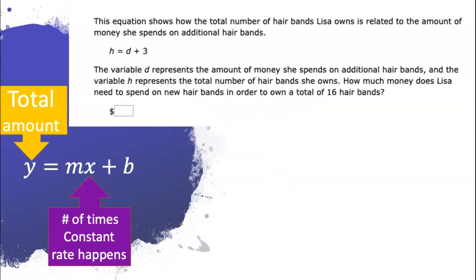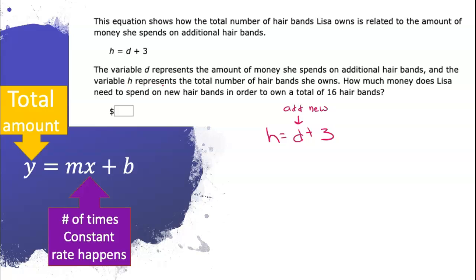Here's another one. This equation shows the total number of hair bands Lisa owns is related to the amount of money she spends on additional hair bands. So let's write the equation. H equals D plus 3. That's been given to us. The variable D represents the amount of money she spends on additional hair bands. So I'm going to write that. D is additional hair bands or new hair bands. So I'm going to put add new.